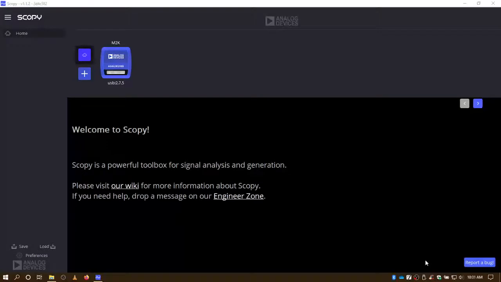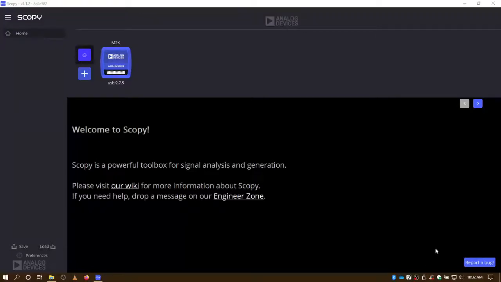On the Analog Devices ADALM2000, also known as the M2K learning module. Today I'm going to be going into the signal generator and the oscilloscope features. I did an earlier video regarding its power supply capabilities and its voltmeter capabilities, so this is just a continuation on.